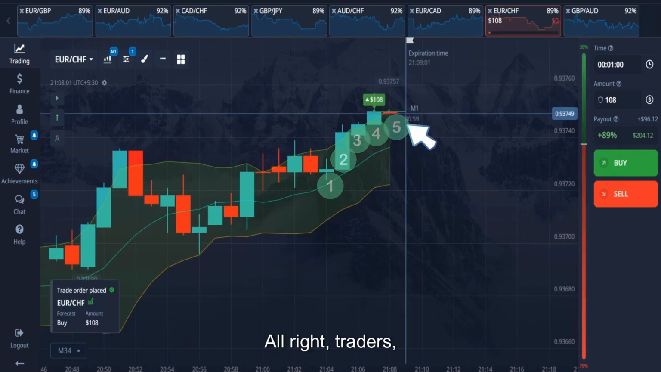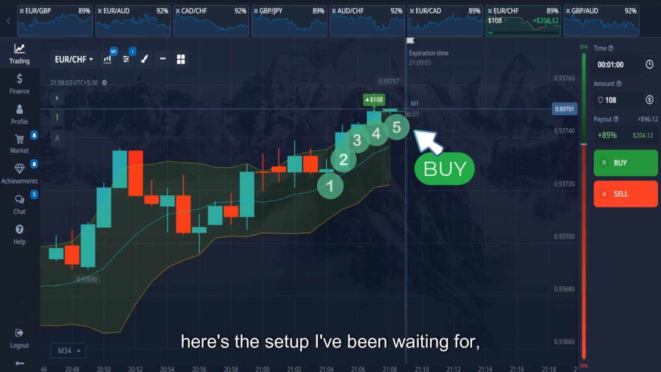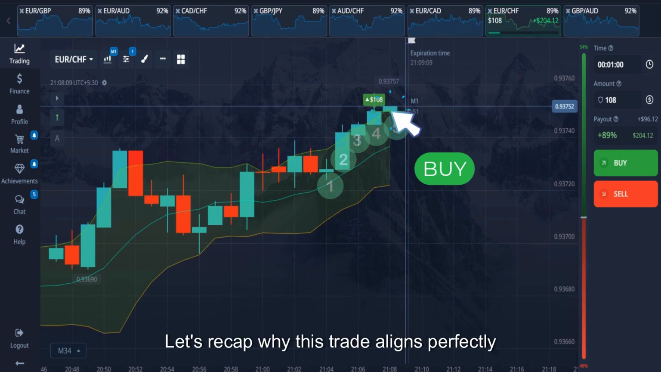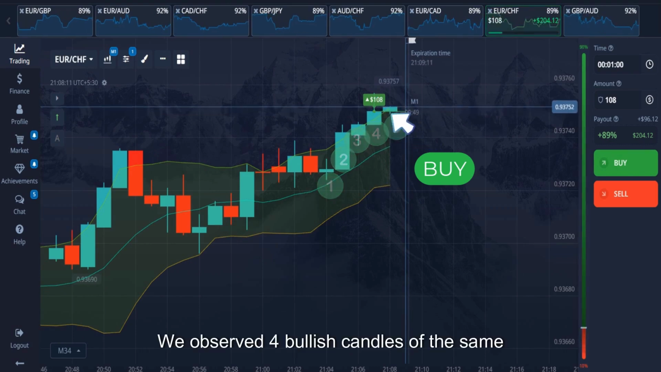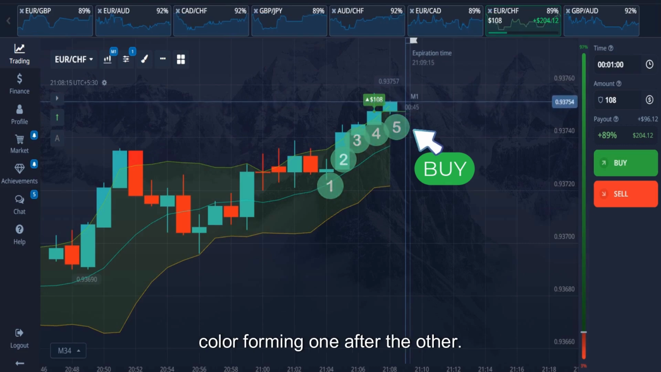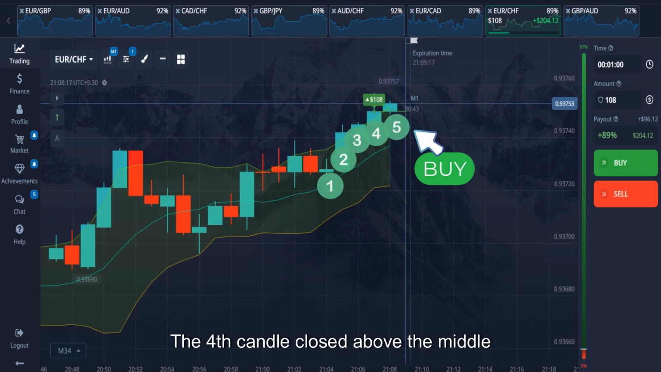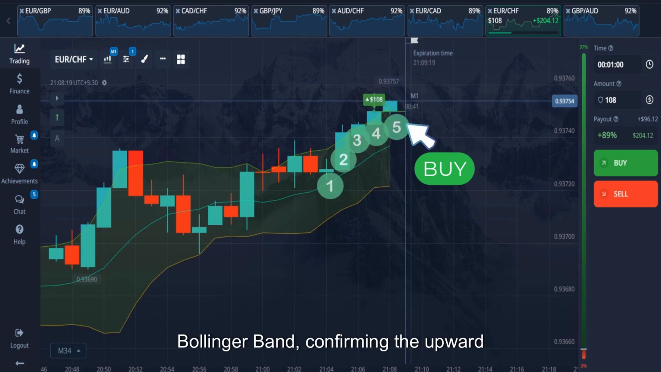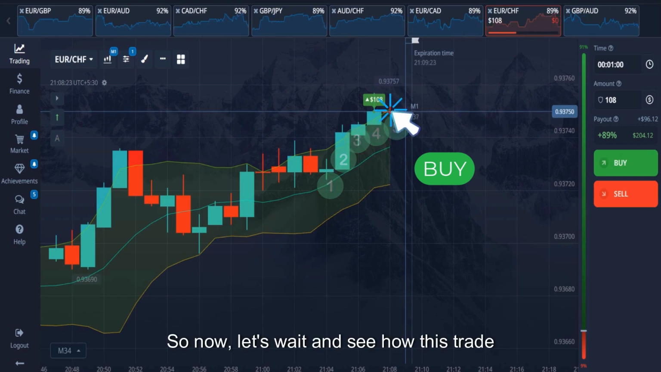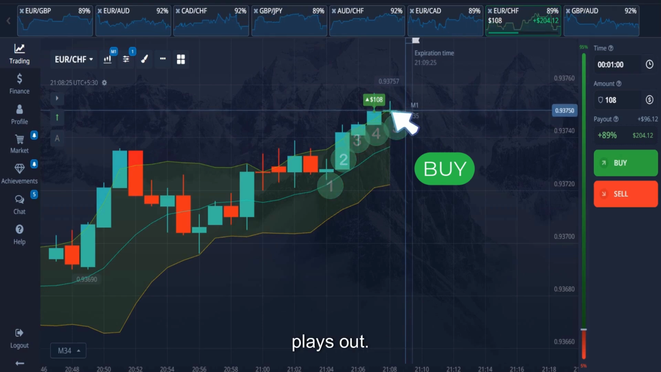All right, traders. Here's the setup I've been waiting for, and I've just taken a buy trade as per our strategy. Let's recap why this trade aligns perfectly with the rules. We observed 4 bullish candles of the same color forming one after the other. The 4th candle closed above the middle Bollinger Band, confirming the upward momentum. This setup checks all the boxes. So now, let's wait and see how this trade plays out.